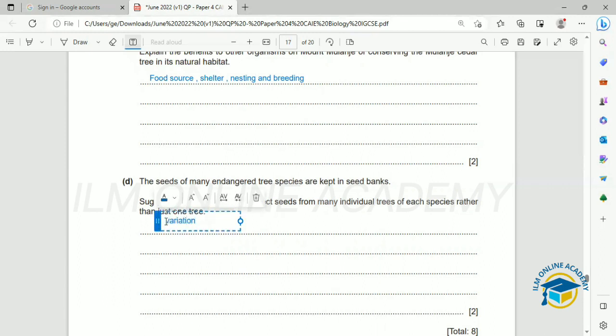Because the scientists want to conserve the genetic diversity and the variation. Now, plants grown from seeds may be adapted to changes in the environment, different environments, right? And plants may be resistant to diseases and pests, because variation plays a great role in preventing plants from diseases, as well as helping them adapt to different environments.